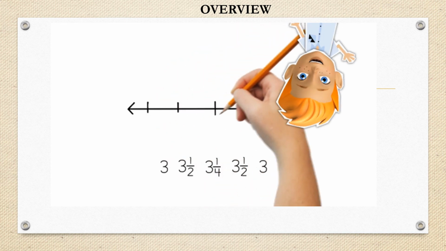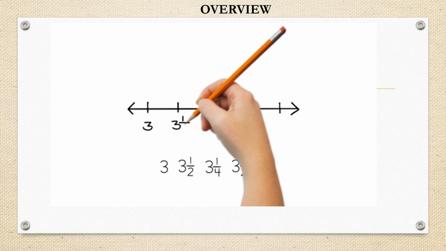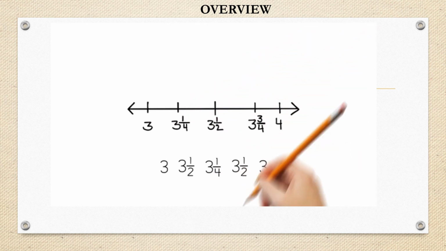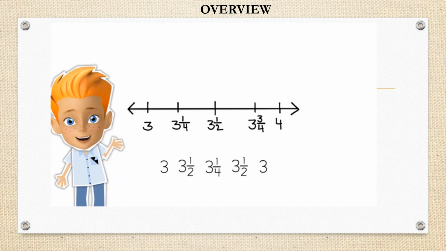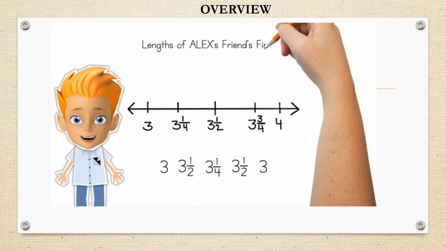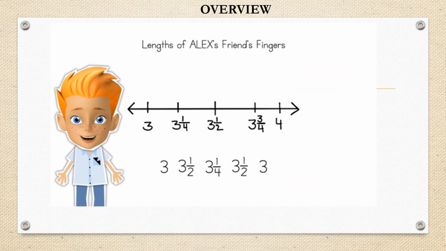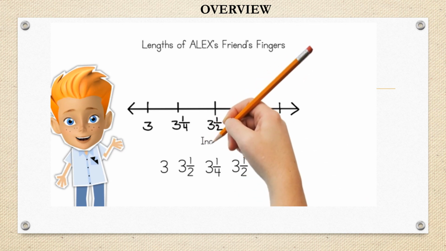Since this data is all 3 inches or greater, let's make our number line from 3 to 4. The scale should show data values from least to greatest. Next, we write a title for the line plot. How about lengths of Alex's friend's fingers? Sounds good. Then we include a label for the numbers. Those numbers are in inches.